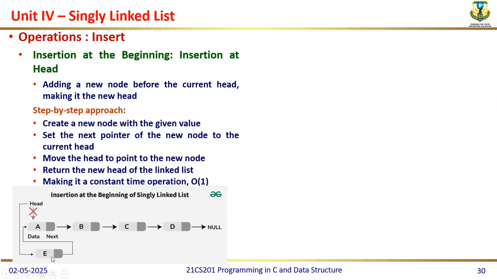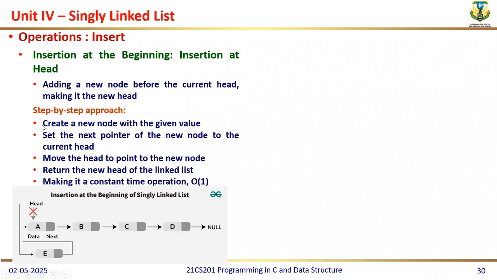So for example, according to this diagram, I am inserting a node E at the first. See here, head is removed. That means A, initially declared as the head, is removed, and now head is assigned to E, and E is linked to A, so that E becomes the head, and A is the first node, B is the second node, and C is the third node, and so on and so forth.